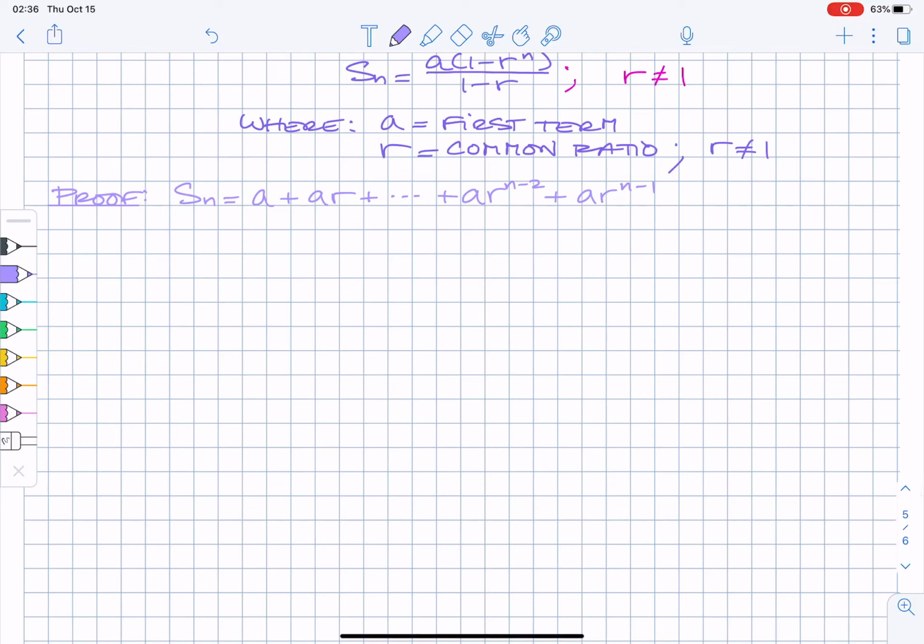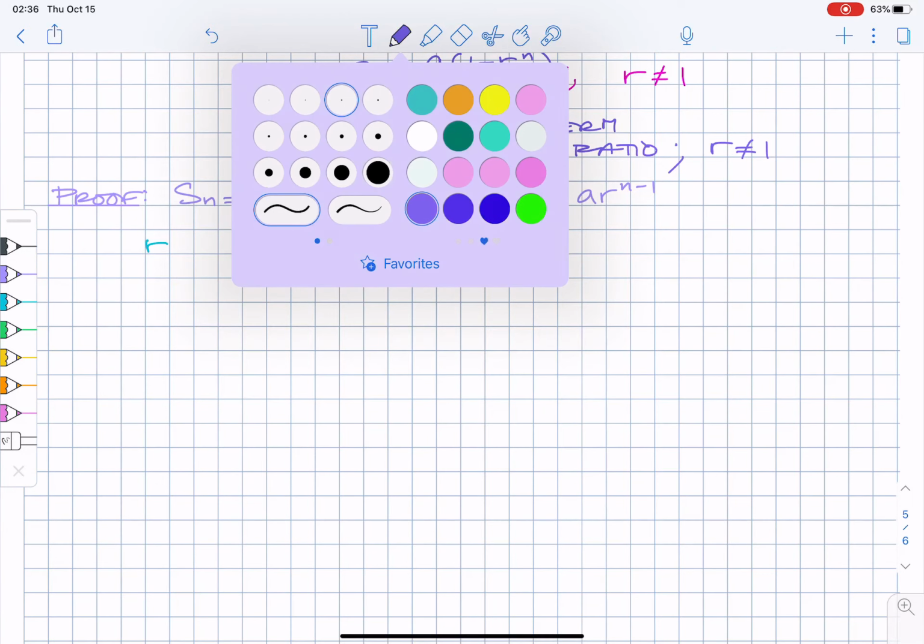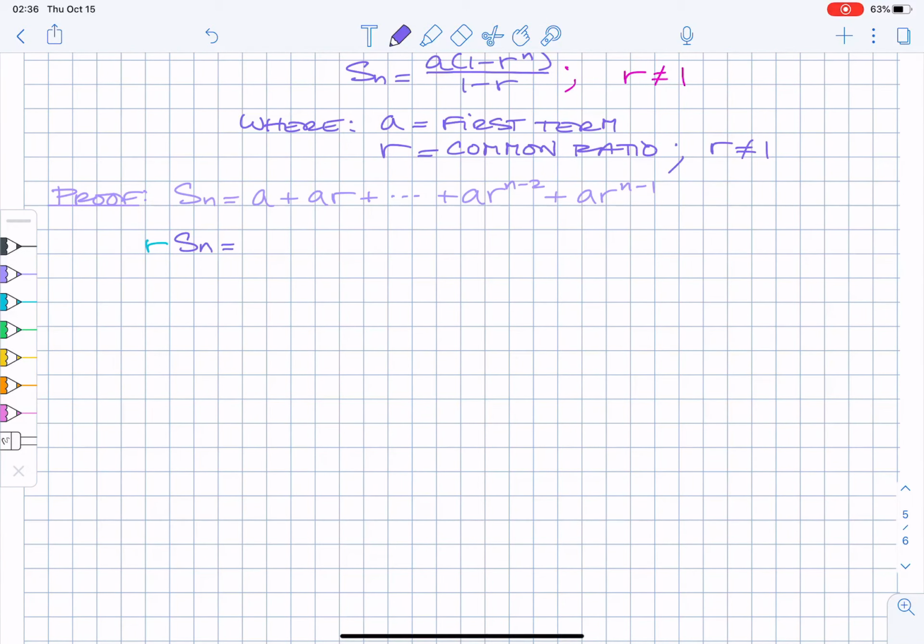Okay, now let's consider r times S sub n in the same order. So that's going to be ar. Shoot, probably shouldn't have done that, should I have? So that's going to be ar plus ar squared plus ar to the n minus first plus ar to the n, because now I have one more power on r. And what I'd like to do is subtract instead of adding this time.